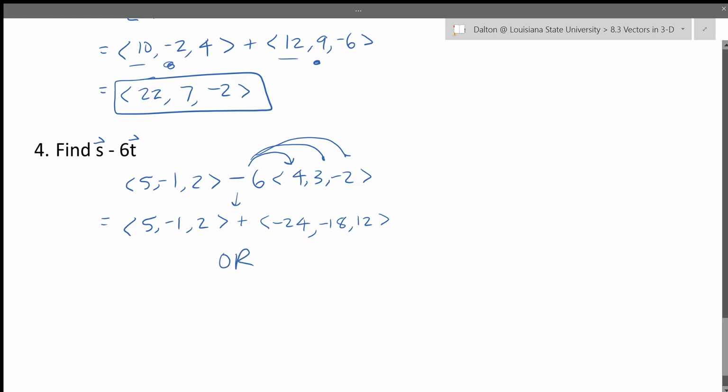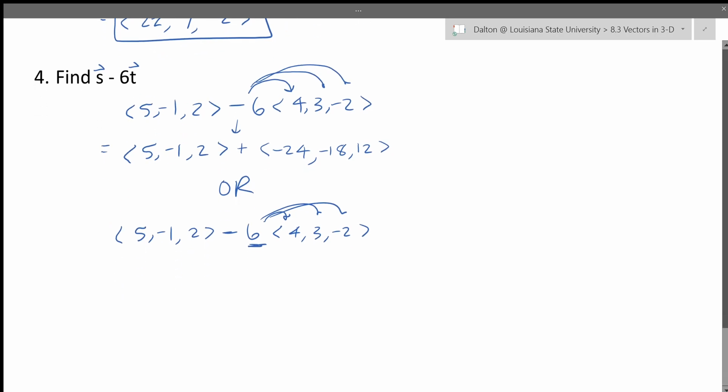So I would do the following. I would keep my first vector the same. I would distribute just the 6. That way you keep your negative sign. So if you distribute just the 6, your first vector stays the same, 5, -1, 2, minus, when I distribute that 6, I get 24, 18, -12. And then, again, you just have to make sure that this negative, you're subtracting each of these numbers as you go across. Okay, so then you get 5 minus 24, which is -19.